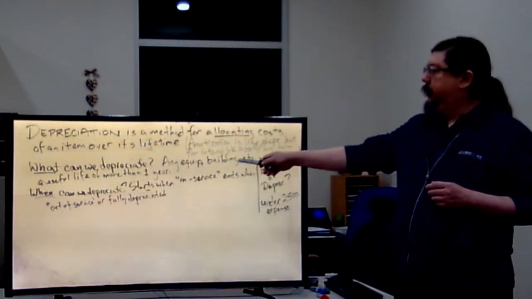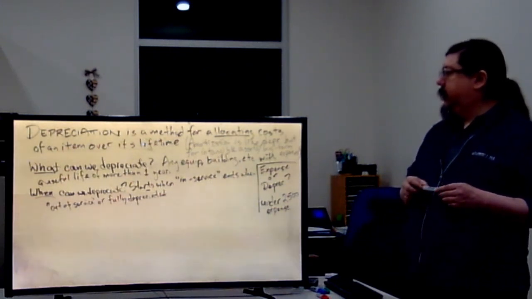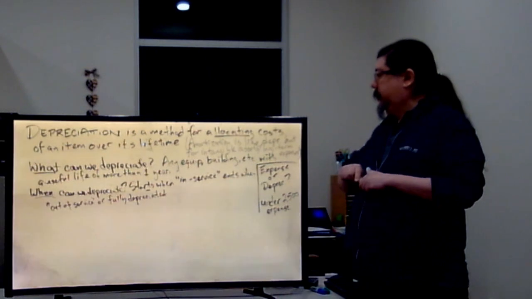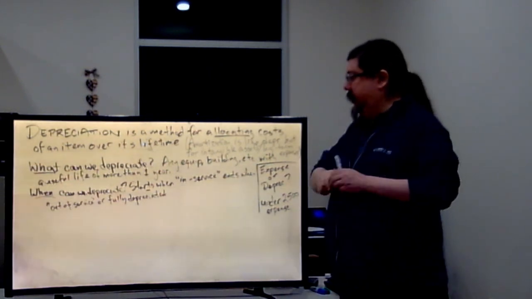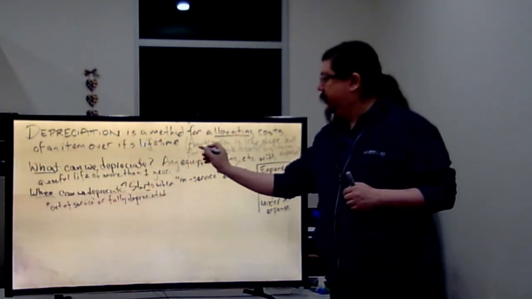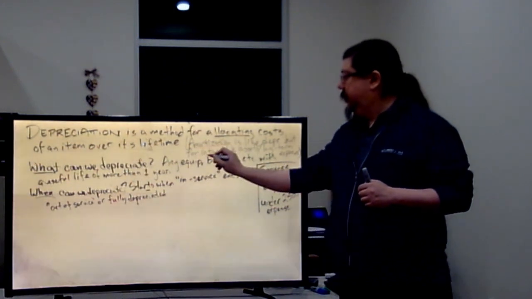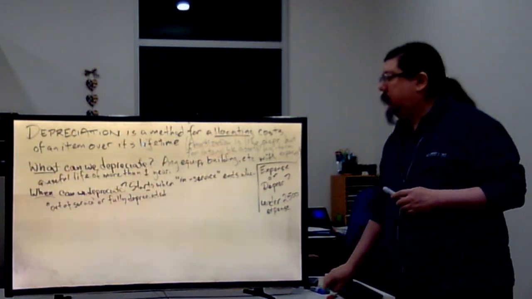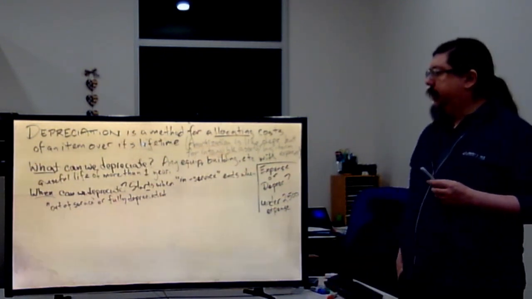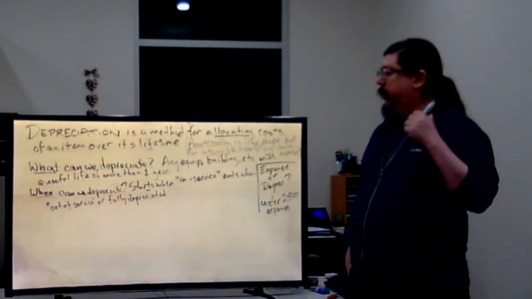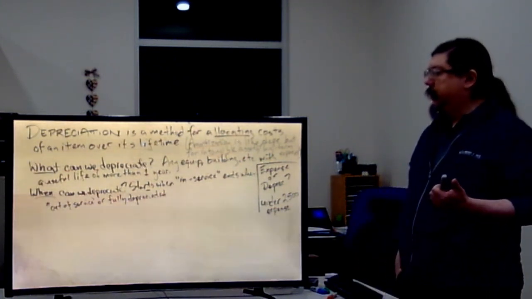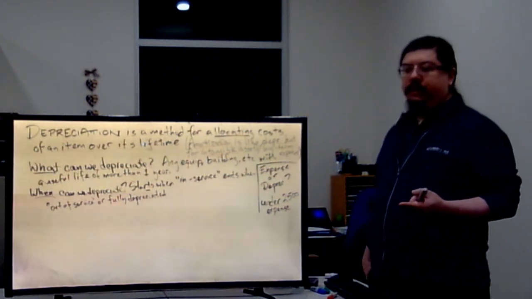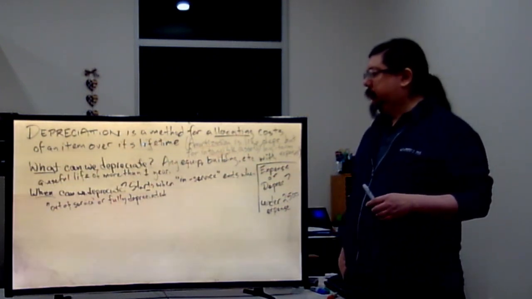Okay, so what can we depreciate? Any equipment, building, or etc. Amortization is for intangible assets. And it's similar, but it's going to use different rules than for regular depreciation. When can we depreciate? We can depreciate when that equipment, building, etc. is placed in service. We stop depreciation when it's taken out of service.